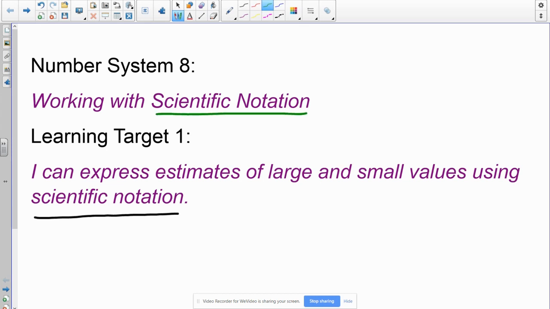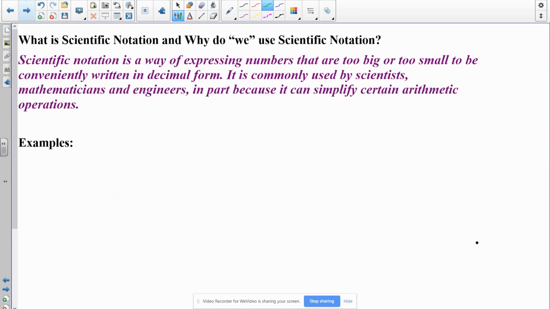And scientific notation is exactly kind of how it sounds. Scientific, so mostly used with scientists, but mathematicians and engineers use it. And then notation, meaning how to note a number, how to write a number. So I'm going to answer those first two questions right away. Why do we use scientific notation, and what exactly is scientific notation?